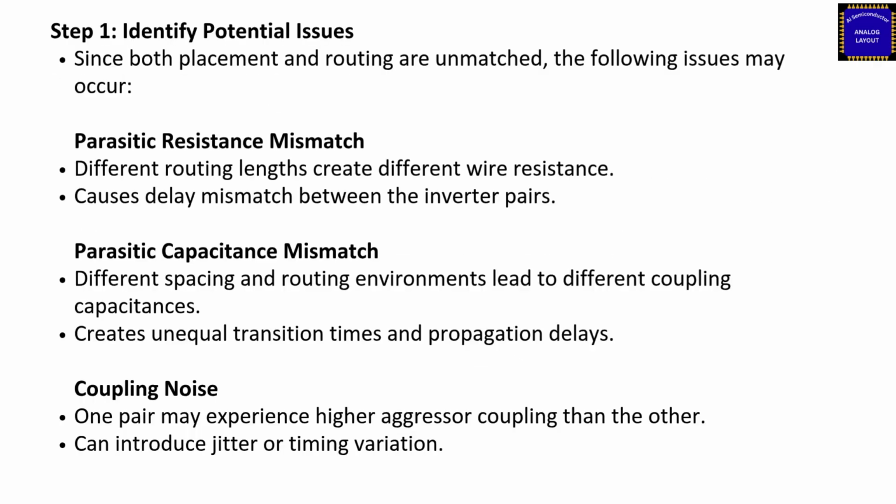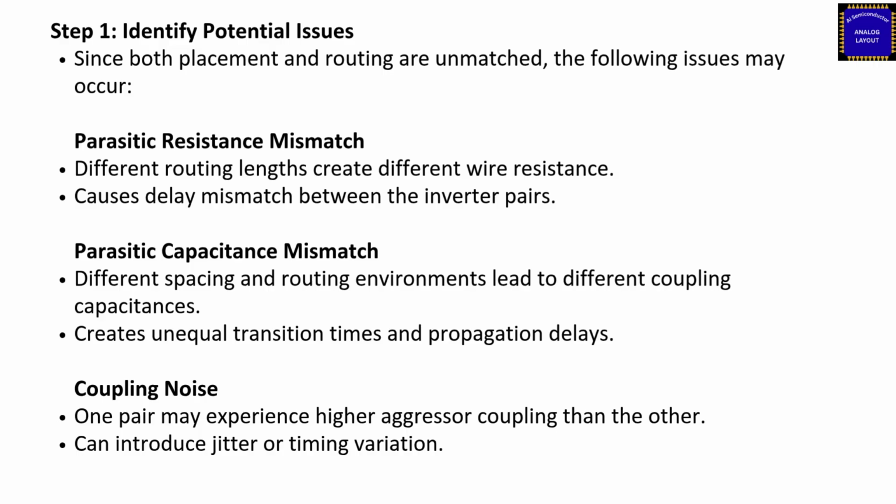Step 1. Identify potential issues. Since both placement and routing are unmatched, the following issues may occur. Parasitic resistance mismatch. Different routing lengths create different wire resistance. It causes delay mismatch between the inverter pairs.